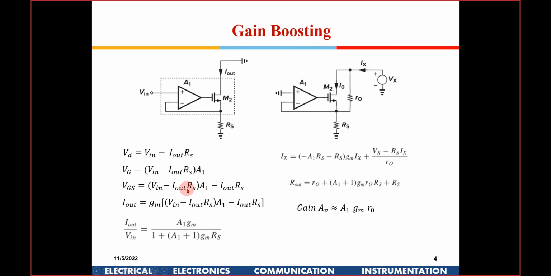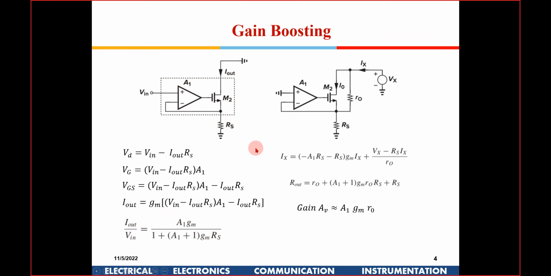So here, if you see in this particular equation, the current can be GM of M2 into this voltage, V in minus I out RS, and this. So I out by V in will be, if I rewrite this equation, A1 G1 over 1 plus A1 plus G1 into RS. This is the transconductance of this particular circuit.